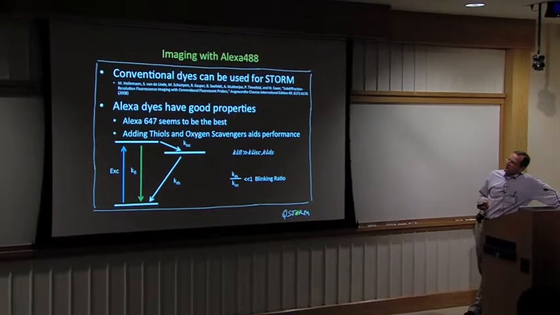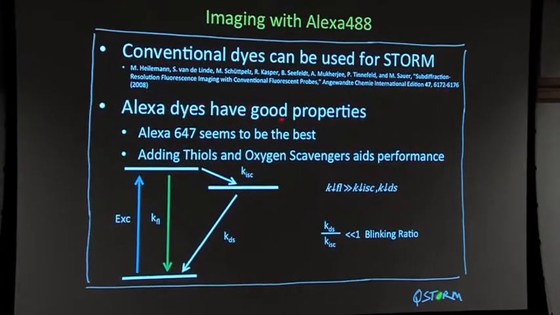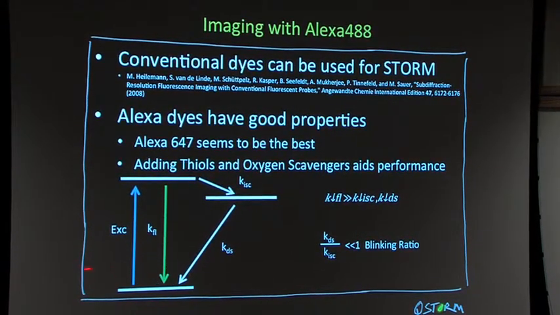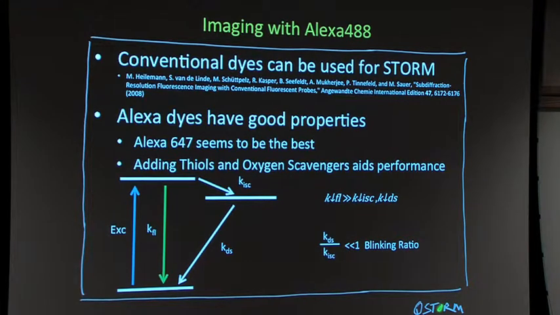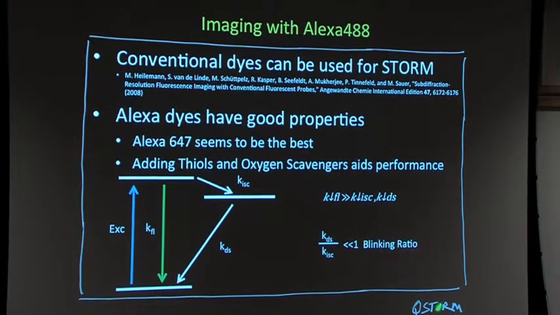It's been shown by Marcus Zauer's group that you can use conventional dyes for STORM imaging, and that the Alexa dyes have been shown to have good properties. The basic way this mechanism works is that with a fluorescent dye, typically you excite the electron to the singlet state over here, and it falls back to the ground state by emitting a photon. That's the normal fluorescence mechanism, and that happens with a lifetime on the order of 10 nanoseconds.